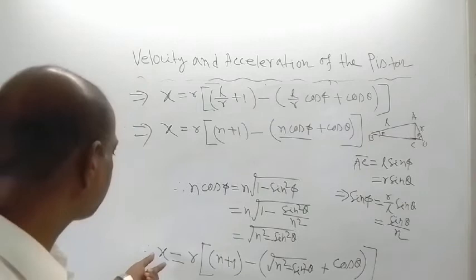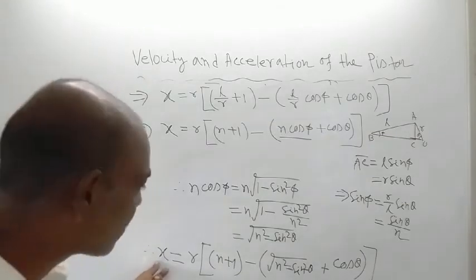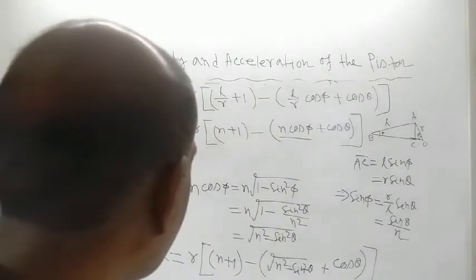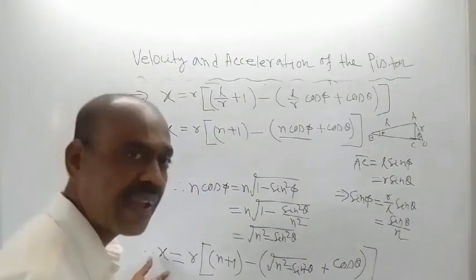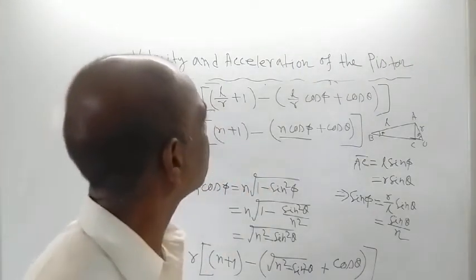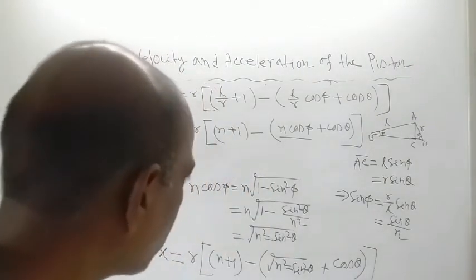Now if you differentiate this x with respect to time, dx dt, then you will get the expression for velocity of the piston. And if you take second order derivative of x with respect to time, then you will get acceleration of the piston. Okay.